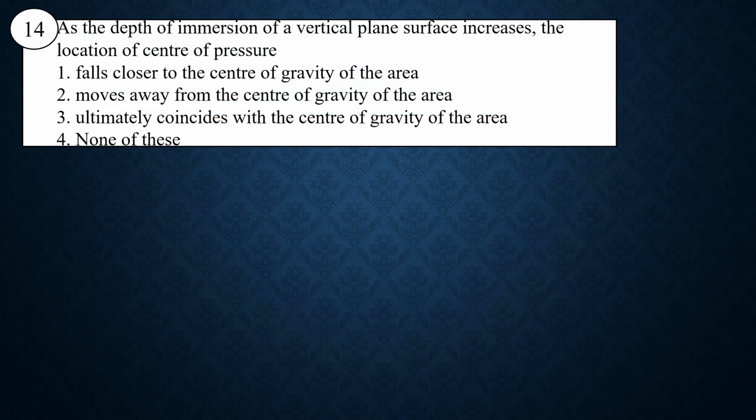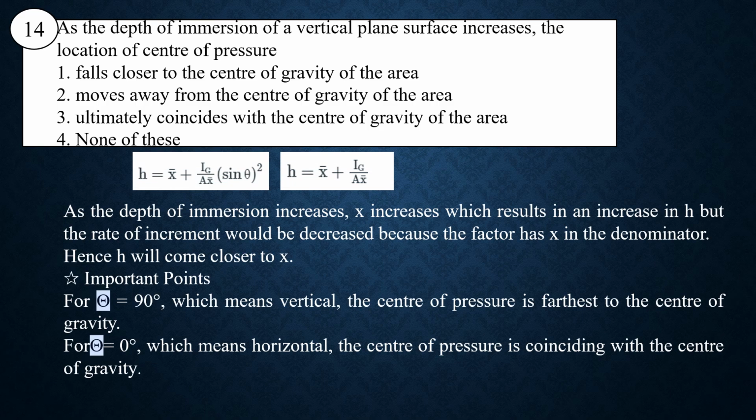Next question. As the depth of immersion of a vertical plane surface increases, the location of center of pressure. This is the formula for the center of pressure: h is equal to x bar plus Ig divided by A x bar into sine theta square. So for a vertical plane surface, as mentioned in the question, theta is 90 degrees. So sine 90 is 1, square is 1. So h is equal to x bar plus Ig divided by A x bar.